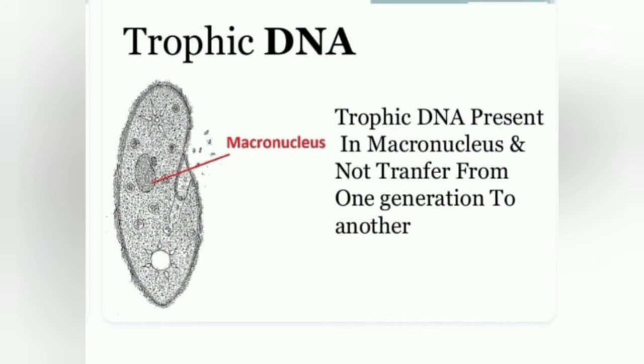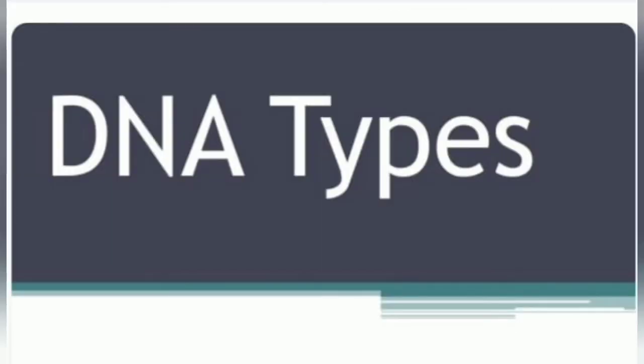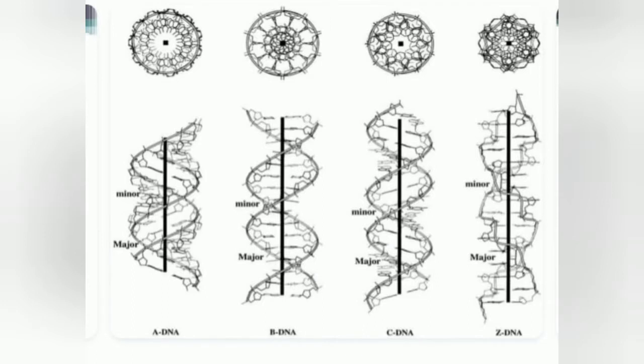So students, in this video we learned about the types of DNA. Along with the four types of DNA, we also learned about some other types of DNA which are present in some animals.